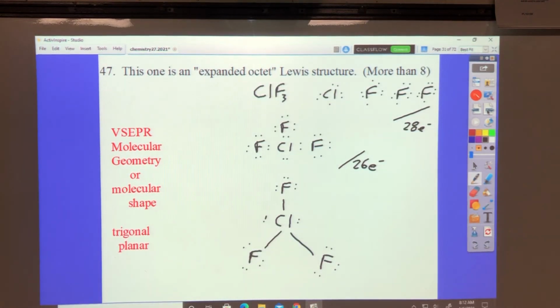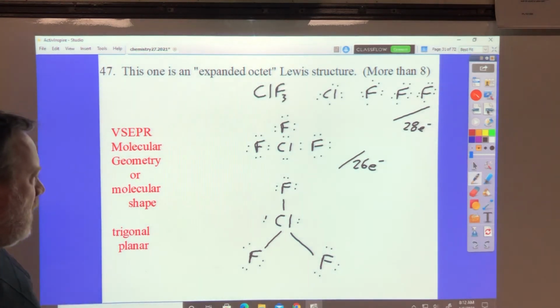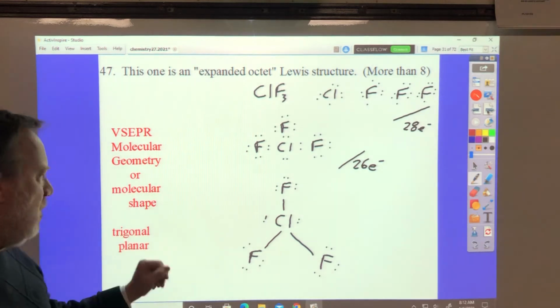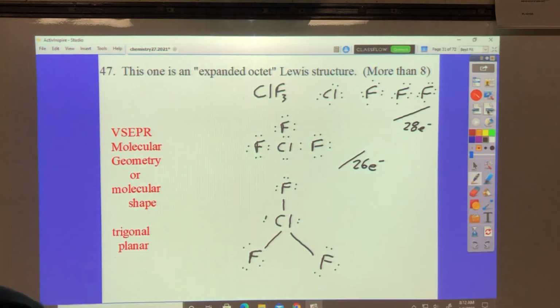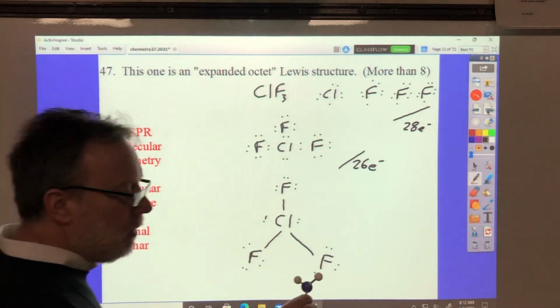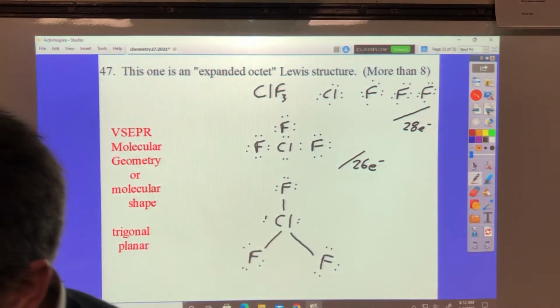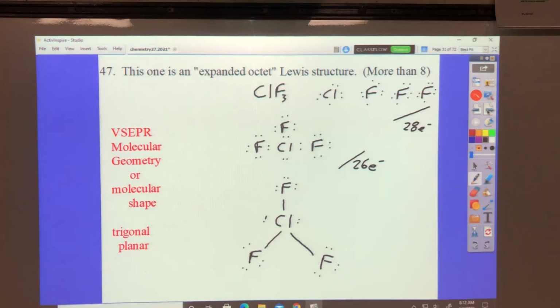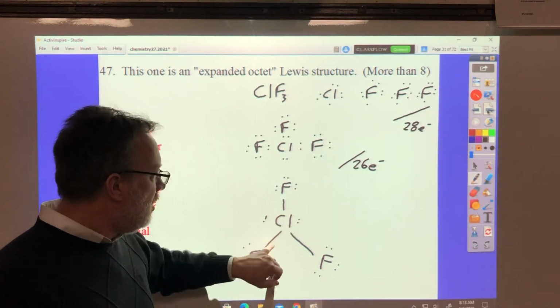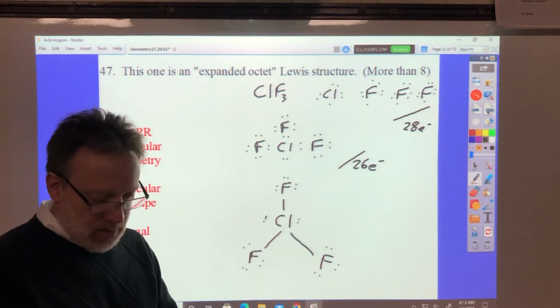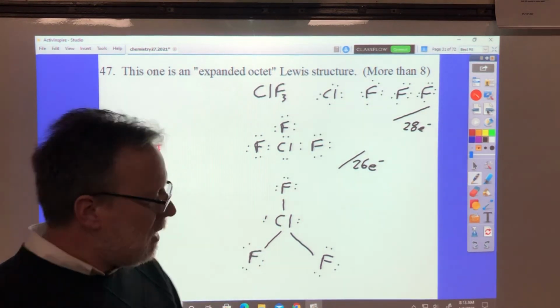47, here's one that was expanded octet. And this molecular shape or molecular geometry is also trigonal planar. This atom that's in the center would be a chlorine atom in this model. So this is an expanded octet, which means you have more than 8. You have 2, 4, 6 shared, 8, 10, which would look something like this.